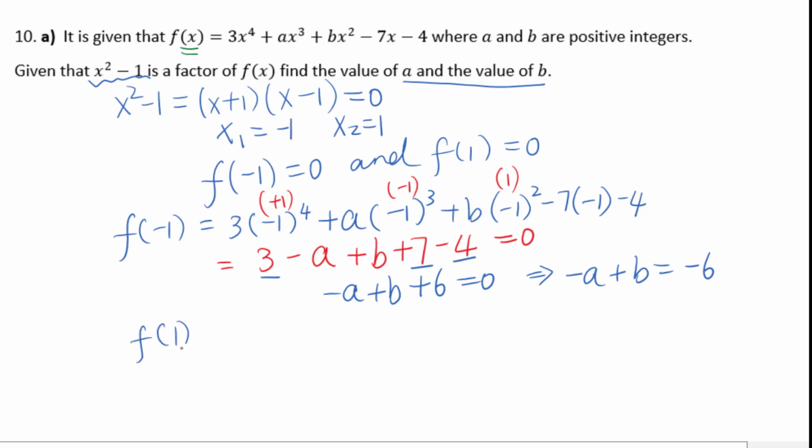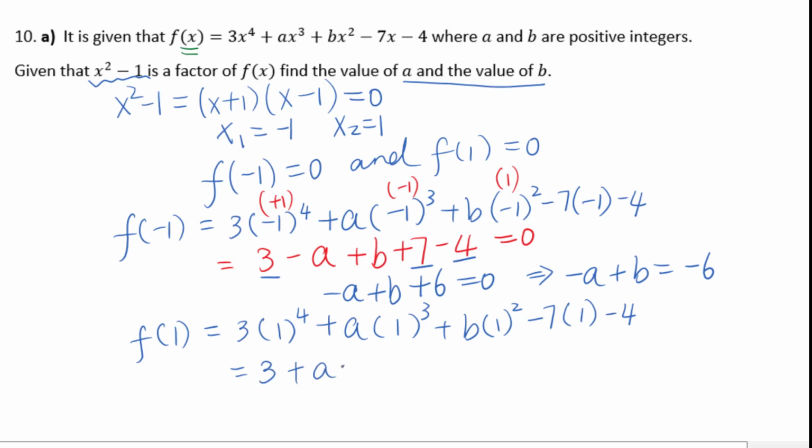For f of 1 equals 3 times 1 to the fourth power plus a times 1 to the third power plus b times 1 squared minus 7 times 1 minus 4, this is 3 plus a plus b minus 7 minus 4. We set this equal to 0. Combine like terms: a plus b minus 8 equals 0. So we get a plus b equals 8.